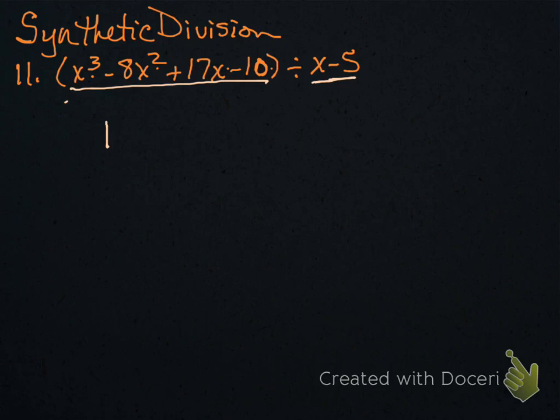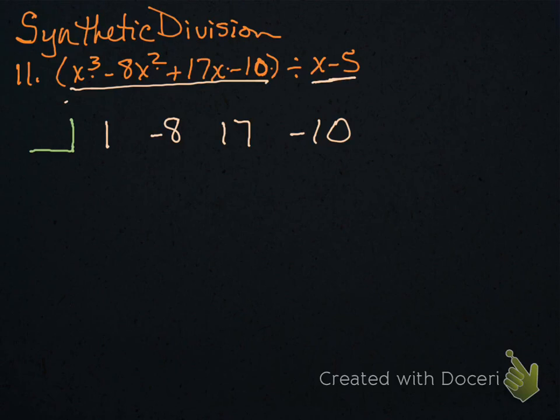All right. Negative 8x squared, so my coefficient is negative 8. 17x, my coefficient is 17. And then we have negative 10. Put a little space between your numbers so they don't all run together so that you don't get confused. Now, we're going to divide by, and I'm going to put this little box out here.